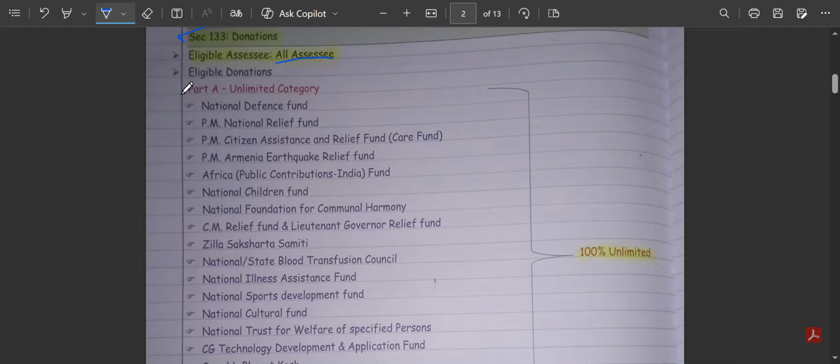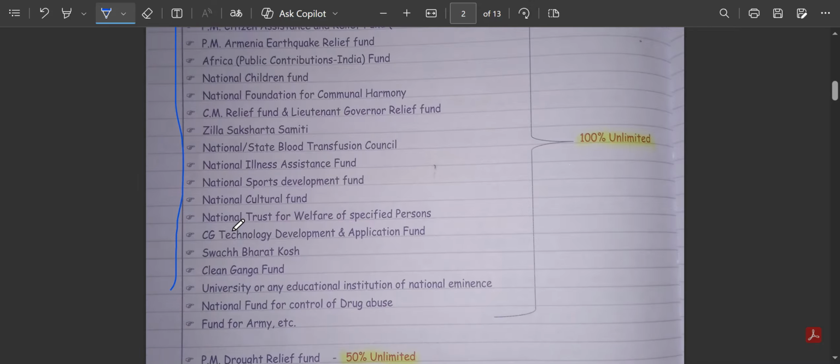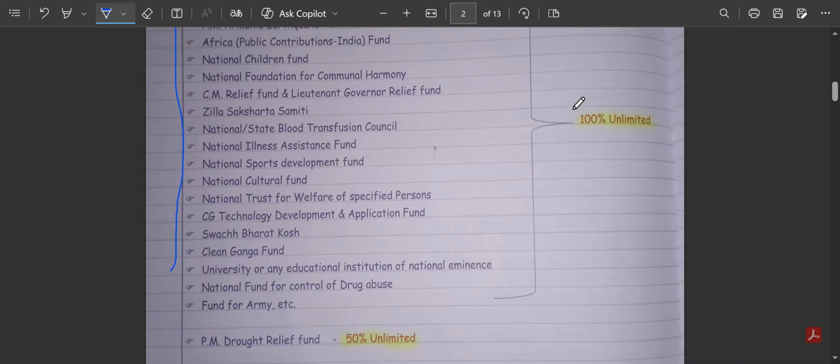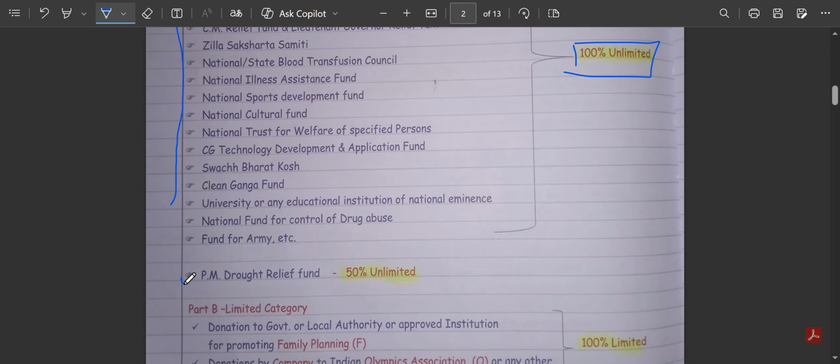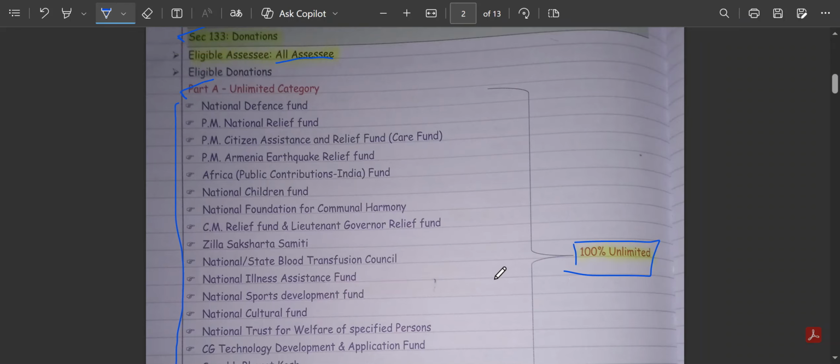So there are many categories. Like the first one is the unlimited category. In this, there are all these kinds of funds where we can donate money in order to get 100% unlimited deduction. And in respect of PM drought relief, we'll get 50% unlimited deduction. Means unlimited here means that there is no ceiling on the amount of deduction we make.